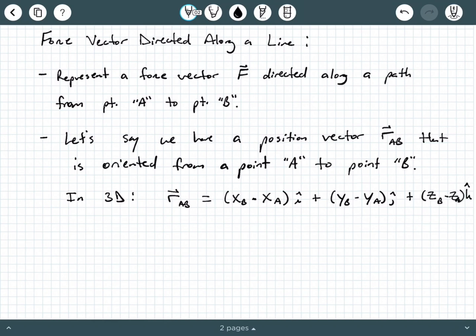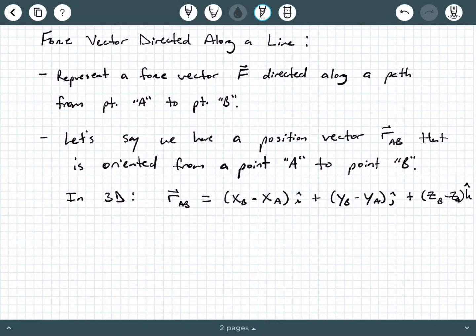And again, remember, if we're going from point A to point B, we can call that RAB, but when we're subtracting coordinates, we always say coordinates of the second point minus the coordinates of the first point, which is why we have the coordinates of B minus the coordinates of A. Remember, it's always when you say from point A to point B, it's second point minus first point. So this is our position vector.